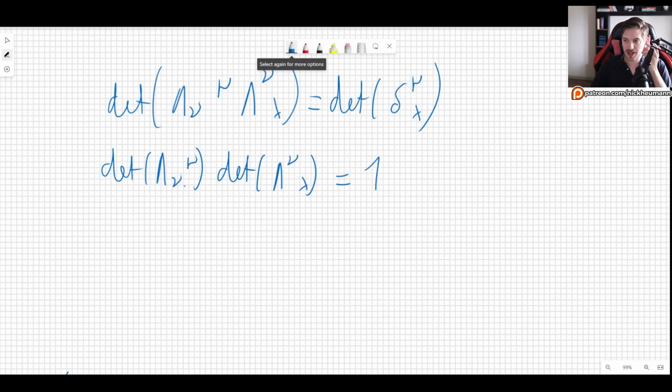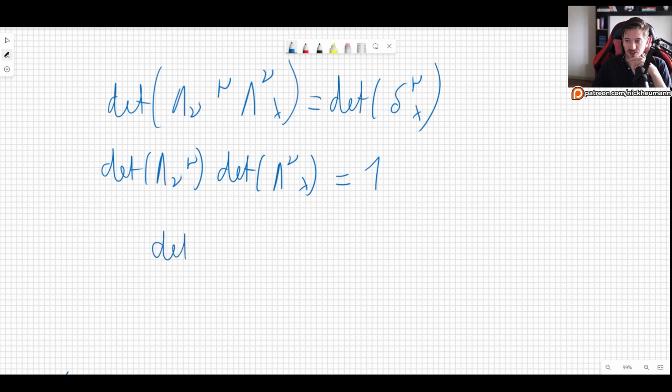Okay. Now, both of these are going to have the same determinant because of the fact that, well, they're both still Lorentz transformations. One of them acts on the covariant vectors, one of them acts on the contravariant ones, but in the end, they are going to have the same ones.